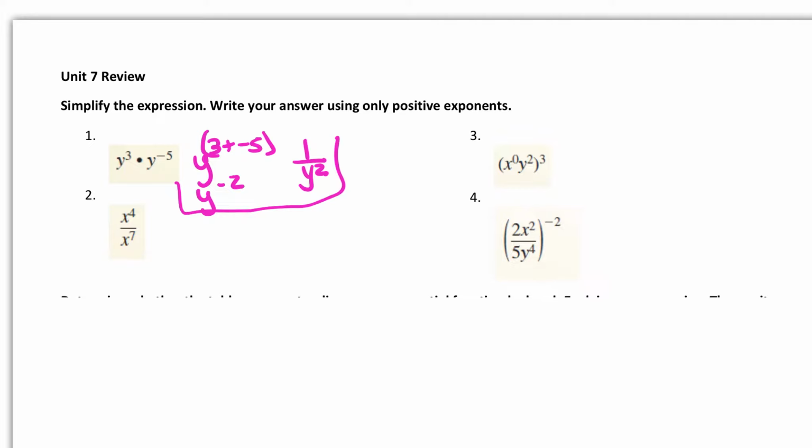Number 2 is x to the fourth over x to the seventh. Now we're dividing, so we're going to subtract our exponents. So we have x to the fourth minus 7 is equal to x to the negative 3, which is going to be 1 over x to the third.